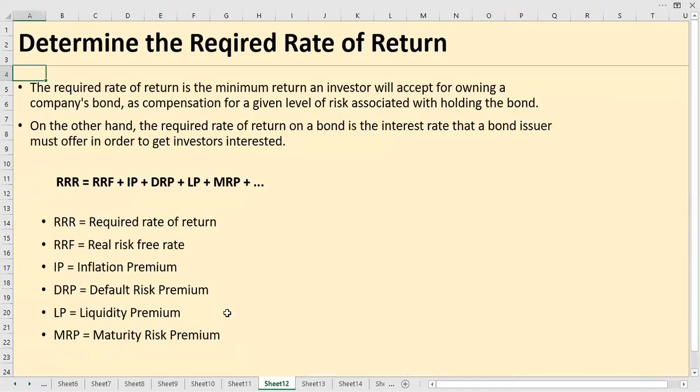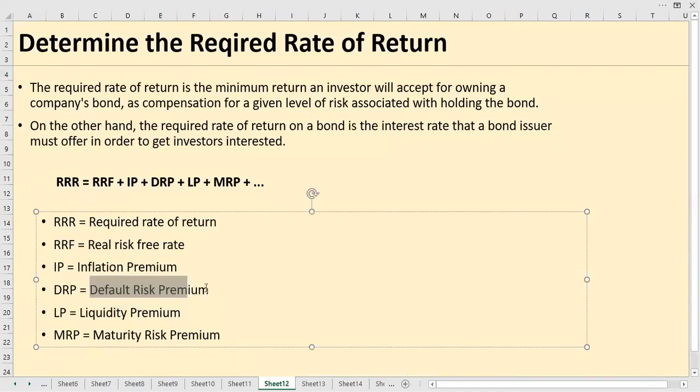So if there is a higher rating, default risk premium will be low. If there is a lower rating, default risk premium will be high. That means you are requesting higher return, because the higher the risk, the higher the return. That is the bottom line. So when you have higher default risk, you will request high return. When you have lower default risk, you will request low return.